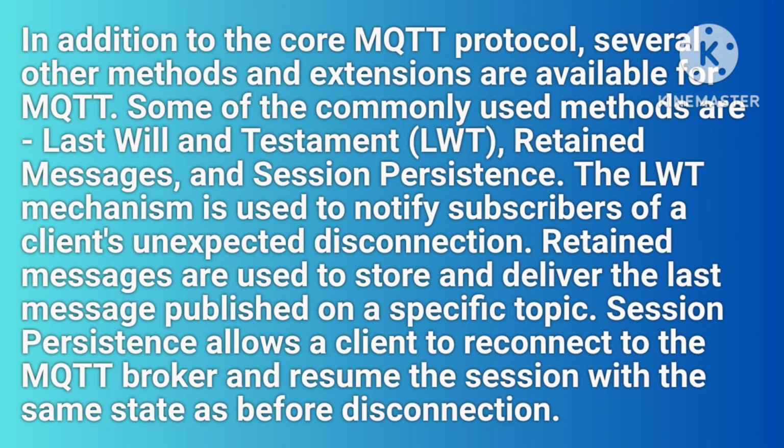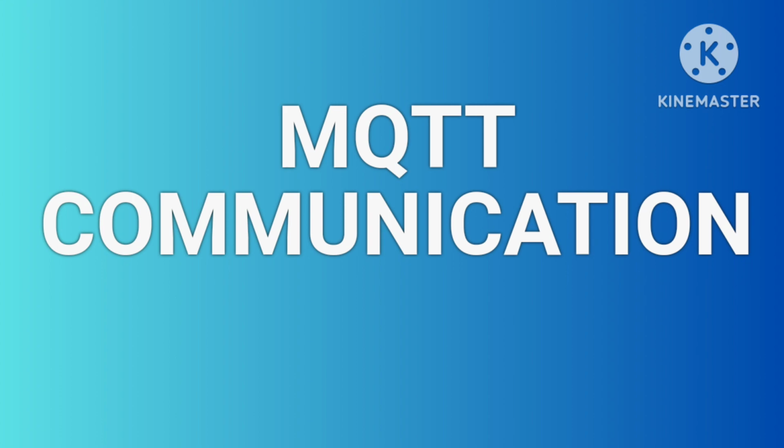In addition to the core MQTT protocol, several other methods and extensions are available for MQTT. Some of the commonly used methods are Last Will and Testament, LWT, retained messages, and session persistence. The LWT mechanism is used to notify subscribers of a client's unexpected disconnection. Retained messages are used to store and deliver the last message published on a specific topic. Session persistence allows a client to reconnect to the MQTT broker and resume the session with the same state as before disconnection.